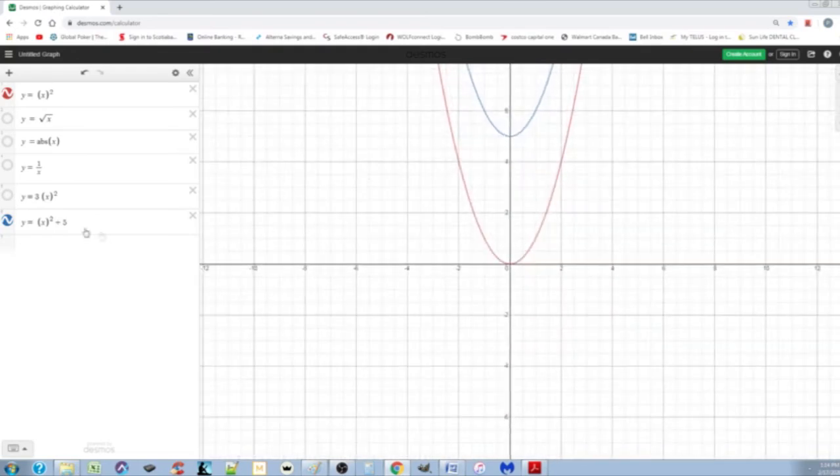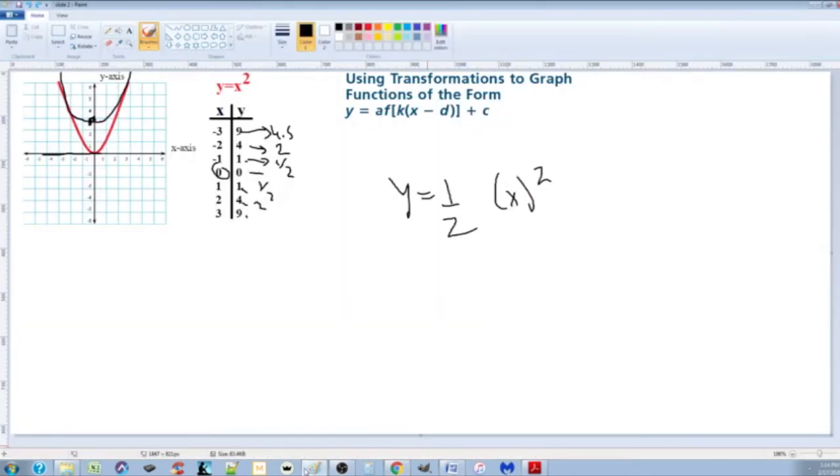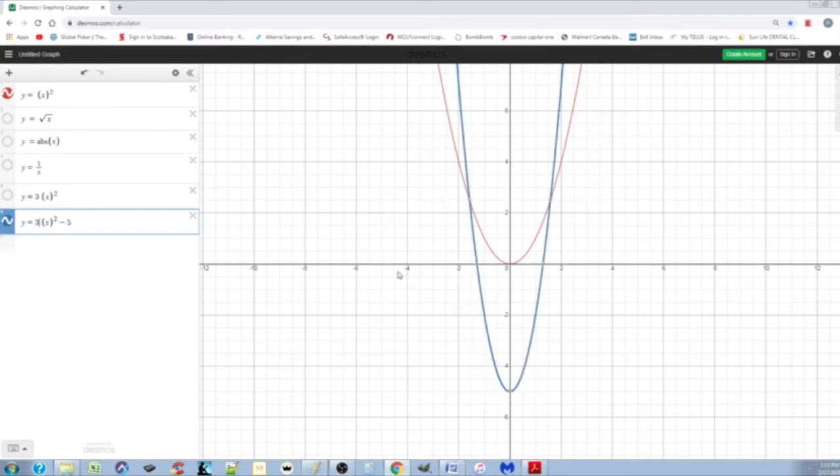Everything is just moved up 5. Same if I subtract 5, the whole thing will shift 5 down below. My new vertex is 0, minus 5. So you can see that c translations are very easy to predict. They go up or down the y-axis. And you can see that a factors, when we multiply it, now I'm going to thin this one out. Look at that. I've added a 3a factor in front, and I've stretched it vertically by a factor of 3. It got very narrow. Its new vertex is lower, and it's stretched.